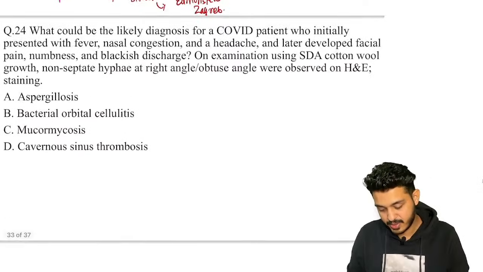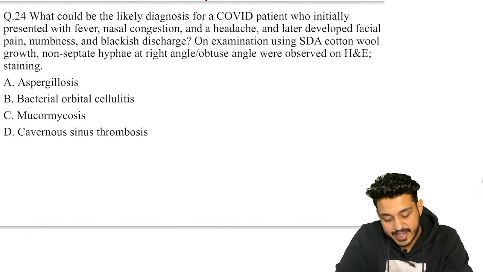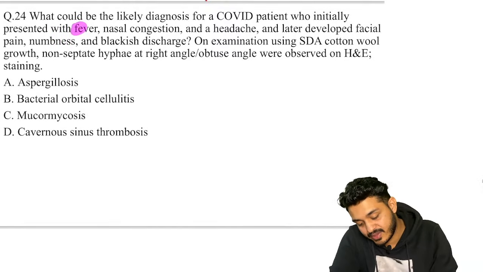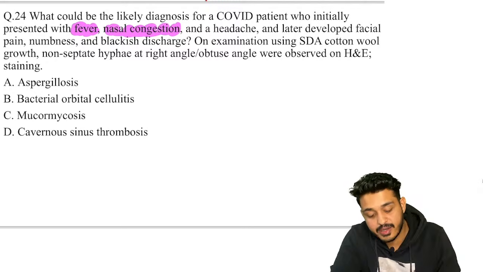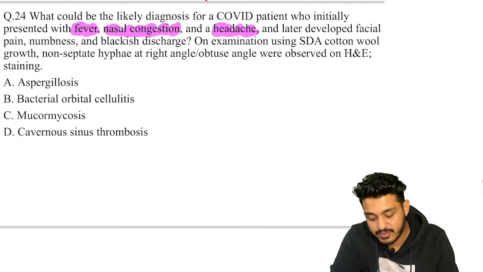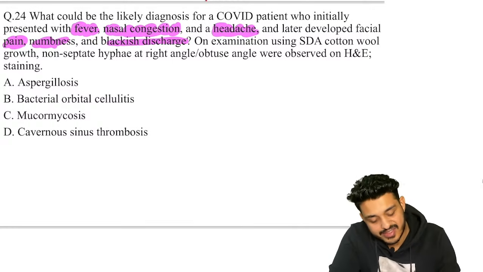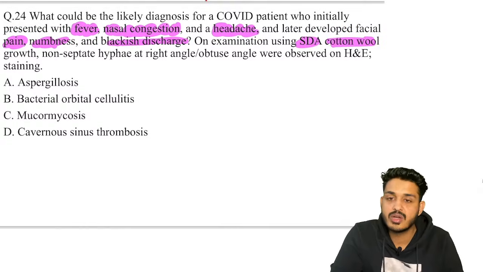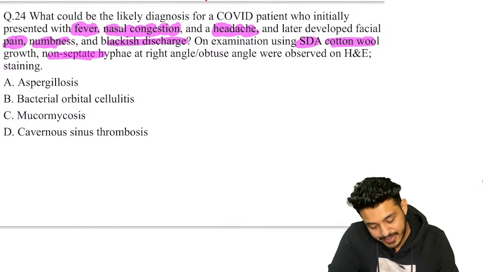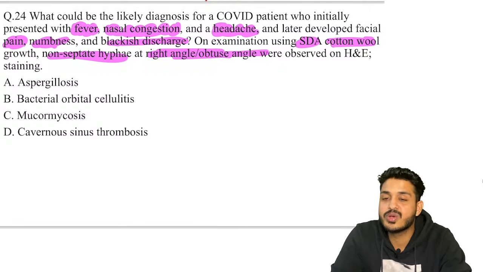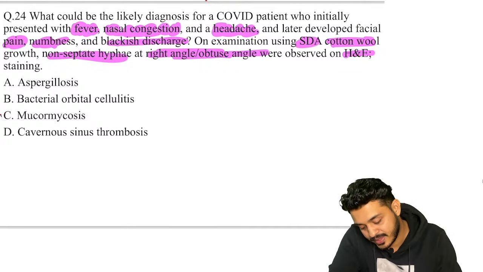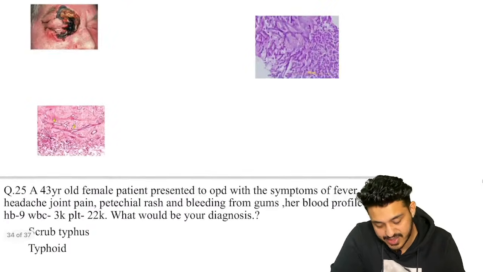Mumps. Next question: what could be the likely diagnosis for a COVID-19 patient who initially presented with fever? Patient is having fever, nasal congestion, and headache, and later developed facial pain, numbness, and blackish kind of discharge coming. On SDA, as soon as you see SDA, what you should appreciate? SDA means fungus. Cotton wool, very simple, right? Non-septate hyphae, right angle, obtuse angle, no need to even talk about it. This is going to be a direct answer. This is going to be what? This is your mucormycosis.